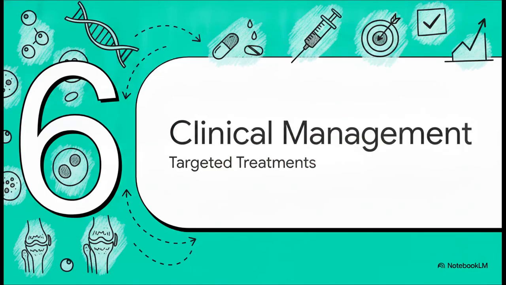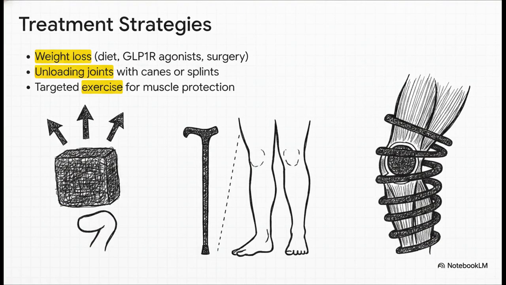Which brings us to our final section, targeted clinical management. Because we now know that OA is driven by mechanical load and joint vulnerability, our treatments absolutely have to target those exact mechanisms. First off, weight loss is a massive force multiplier. Remember, losing just 1 single pound unloads multiple pounds of pressure off your knee and hip during a walking stride. That's huge. Interventions can range from diet changes to GLP-1R agonists all the way to bariatric surgery.